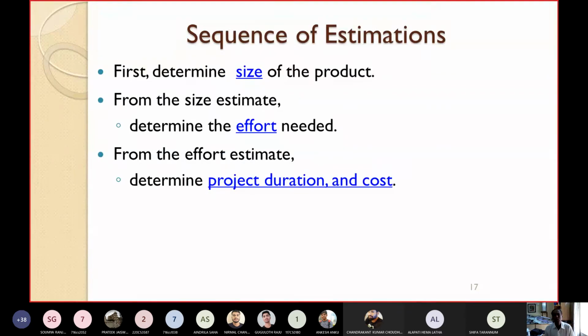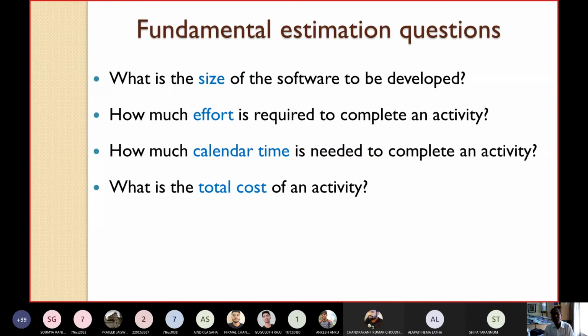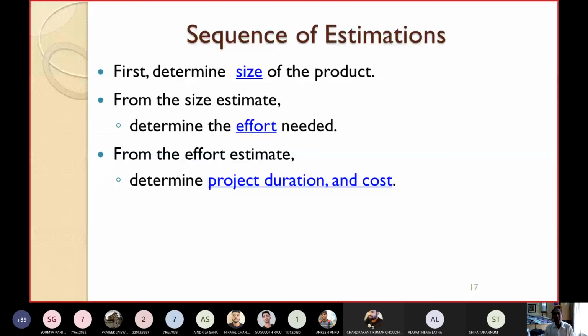So now, before going to that figure, let's first see what sequence you should follow. I have already told you 4 things you have to estimate: size, effort, time, and cost. So what will be the first step? Should I first compute size or effort or time or cost? Let's see. So first we should determine the size of the project. Then from the size we should determine the effort needed. And then from the effort we can estimate the duration and the cost. This is the sequence. Please remember, first size you have to estimate. Then you have to estimate the effort. Then you can estimate the project duration and the cost.